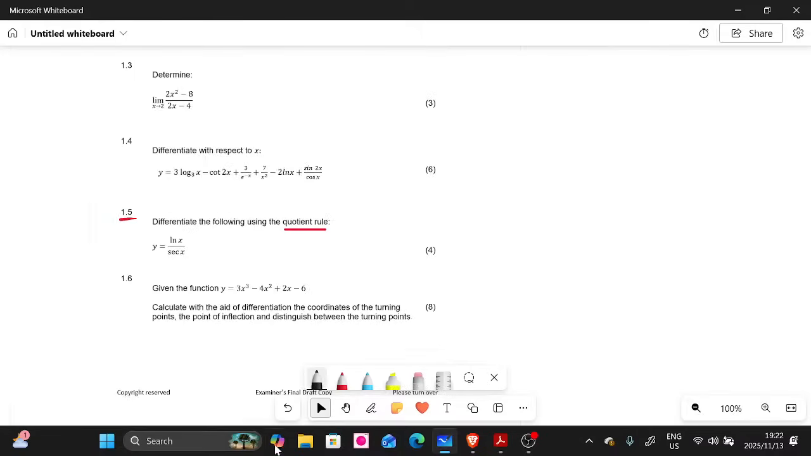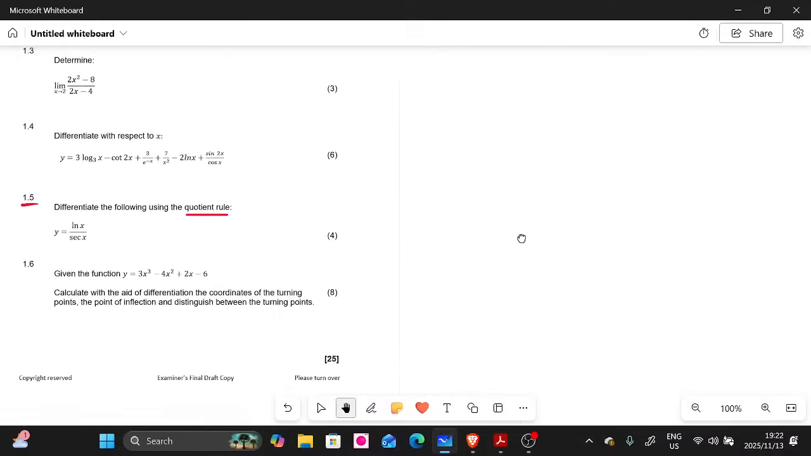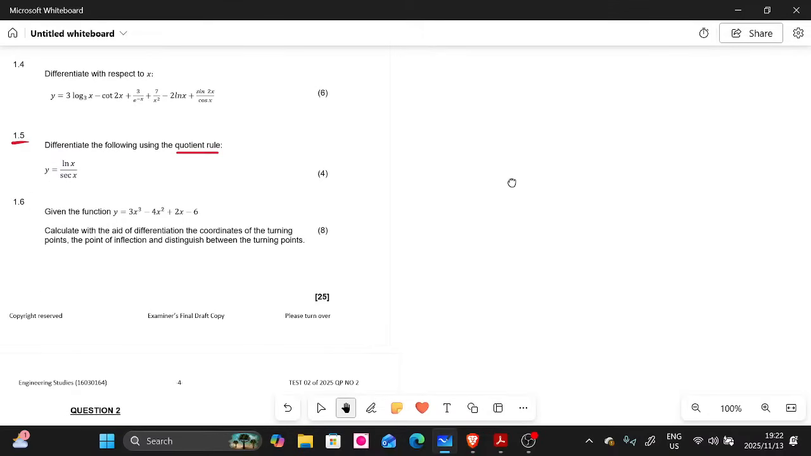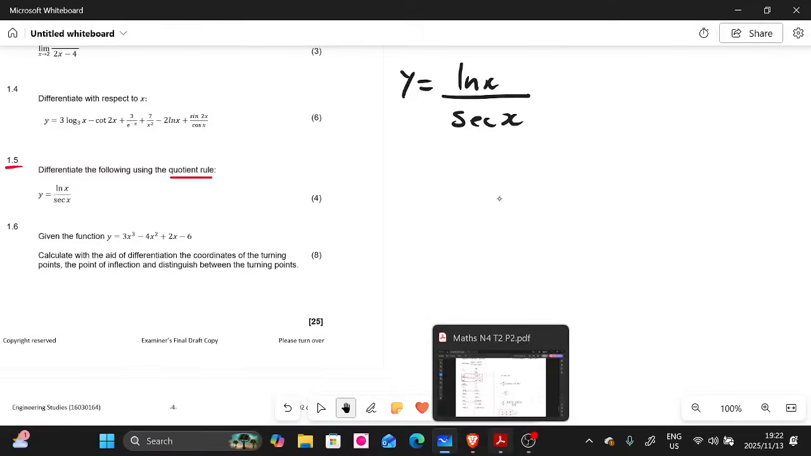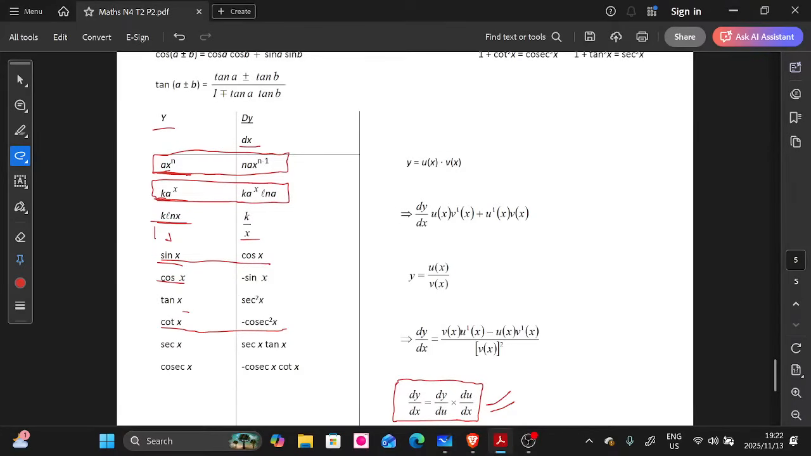Now quotient rule, guys, there is a formula for quotient rule and we have to be very, very careful. Let me just write the question here. First of all, we have y equals ln x divided by sec x. This question paper, they really liked sec x. So anyway, for the quotient rule, let's go to the formula sheet. Here's the formula for quotient rule.